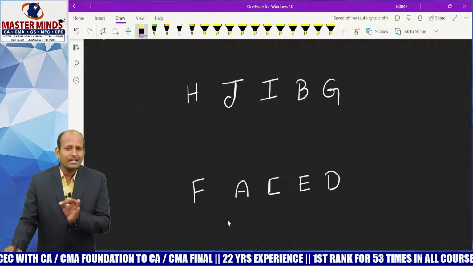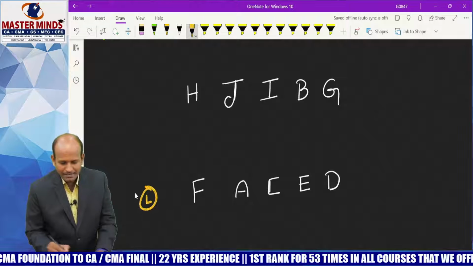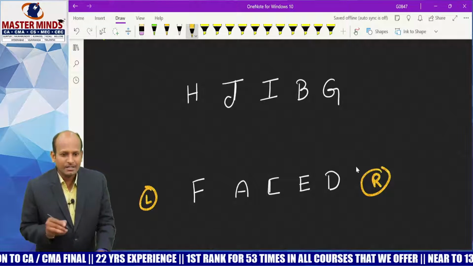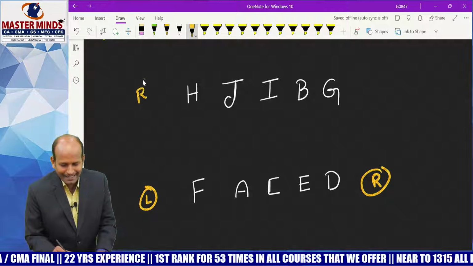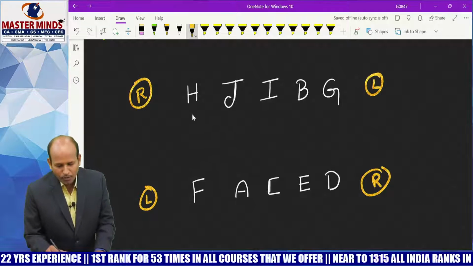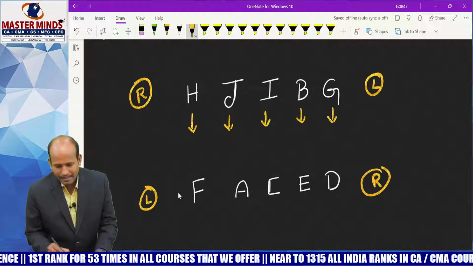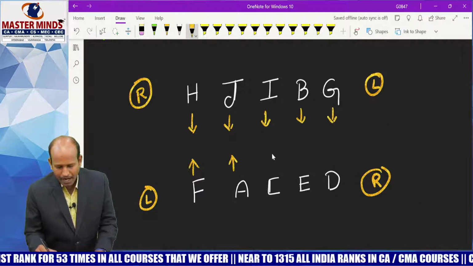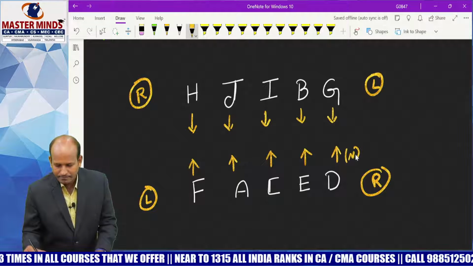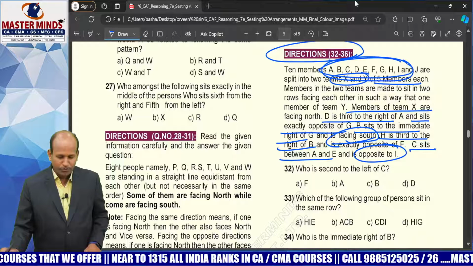F, A, C, E, D are in the north line, and they have this as the left side and this as the right side. H, J, I, B, G are in the south line, and they have this as the right side and this as the left side, quite opposite. Moreover, H, J, I, B, G are south facing, and F, A, C, E, D are north facing. Okay, so this is your answer. Now go for the questions.